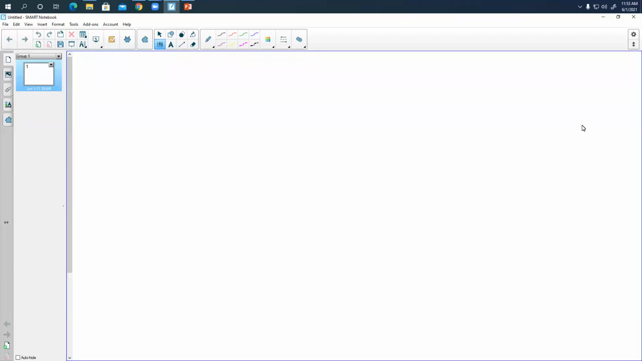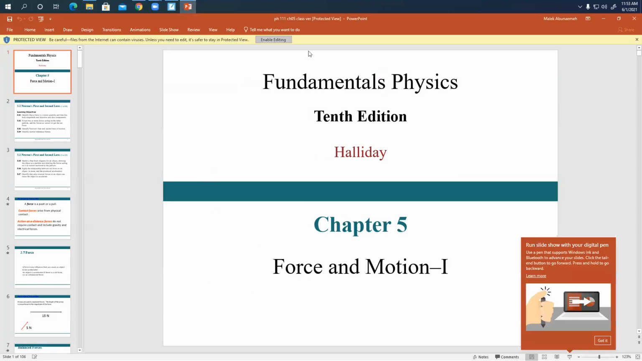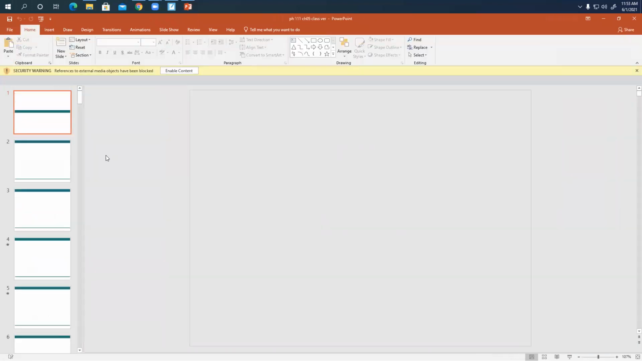Alrighty, so we are doing right now page 111, chapter 5, which is force and motion. If you go to module 5, you should be able to get the PowerPoint. So let me go right ahead.